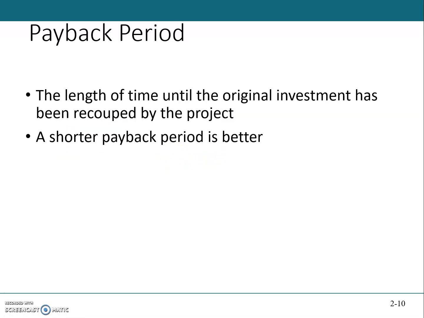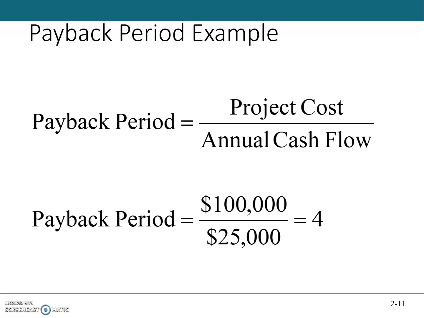So the payback period for a project is the initial fixed investment in the project divided by the estimated annual net cash flows from the project. The ratio of these quantities is the number of years required for the project to repay its initial fixed investment. For example, assume a project costs $100,000 to implement and has an annual net cash inflow of $25,000. Then the payback period will be $100,000 divided by $25,000, which is equal to 4 years.